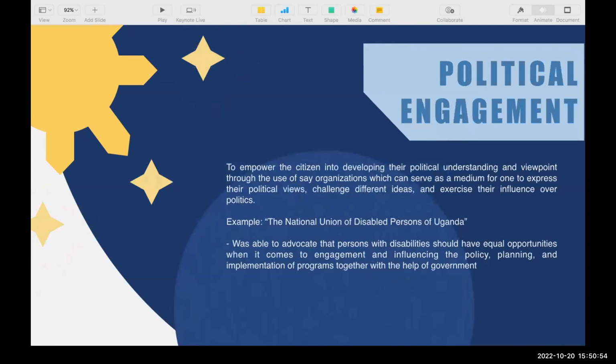One organization which is successfully able to advocate that persons with disabilities should have equal opportunities when it comes to engagement and influencing the policy, planning, and implementation of programs, together with the help of the government, is the National Union of Disabled Persons of Uganda, formed in 1987. Currently, through this successful engagement, persons with disabilities are now represented by 5 parliamentarians in the government of Uganda.